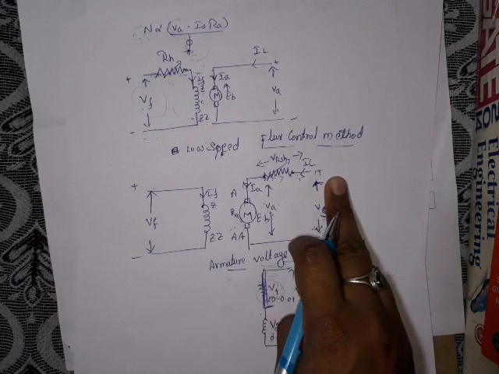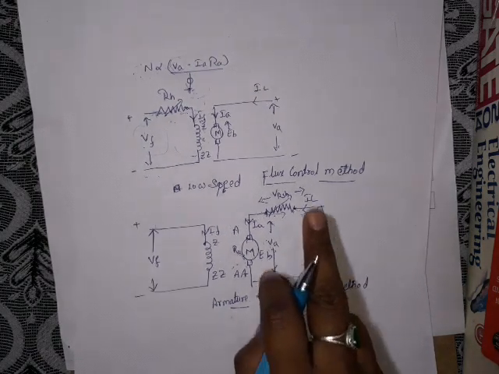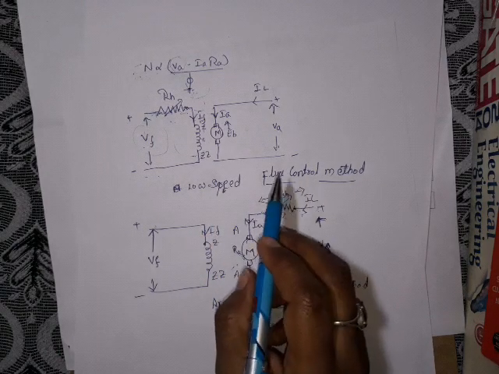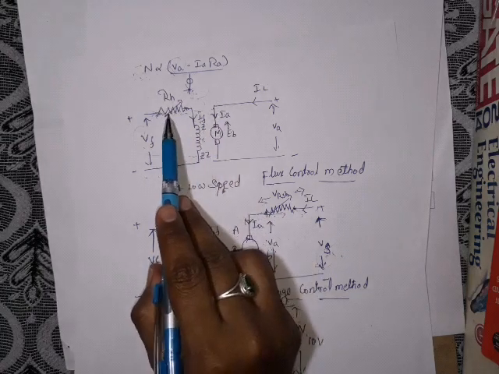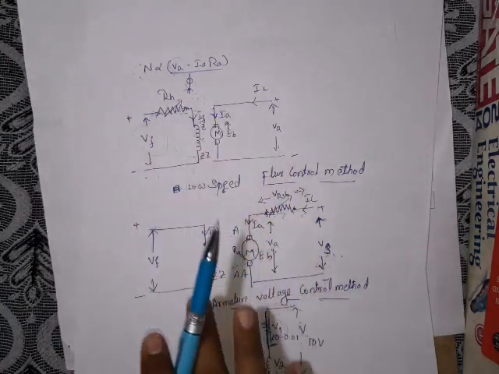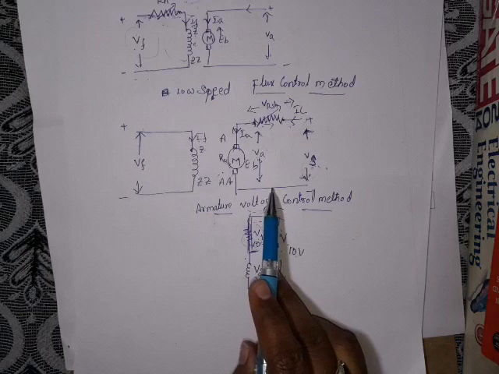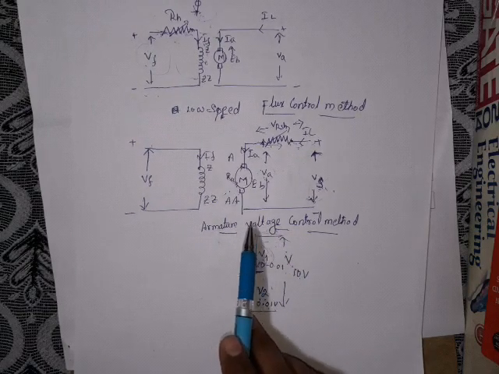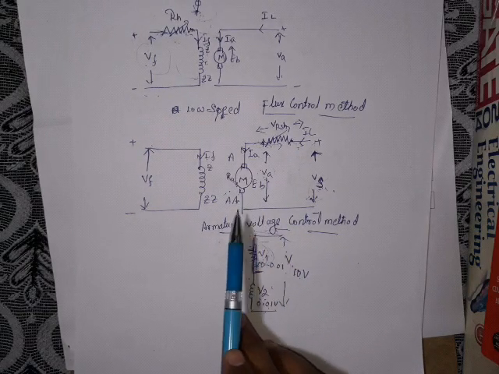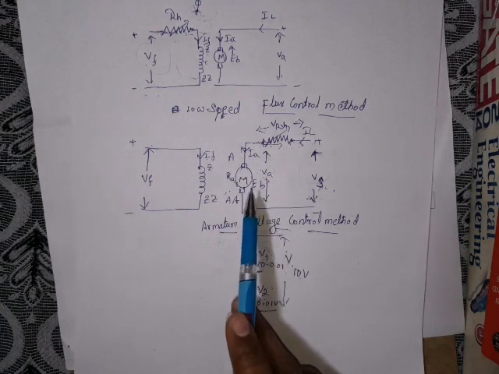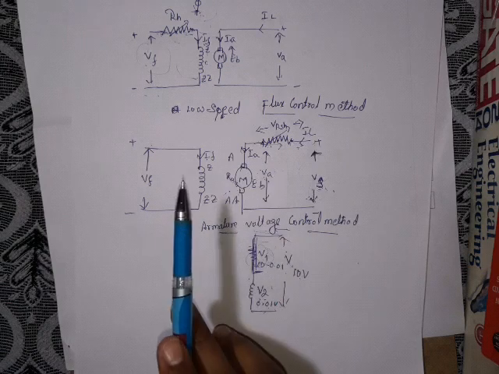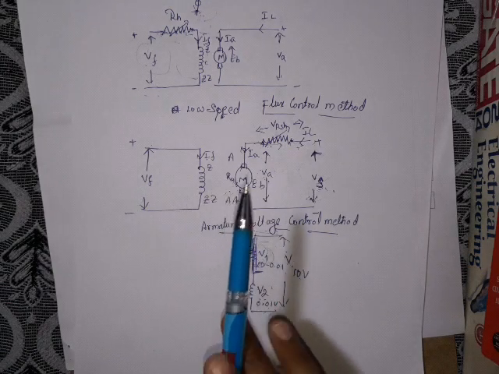So one is the flux control method. In the flux control method, we are controlling the flux by changing the field current. That is by adding the rheostat in series with the field windings. In the armature control method, we are controlling the armature voltage. How are we controlling? By connecting a rheostat in series with the armature winding. We are controlling the armature voltage. So hope it is clear.